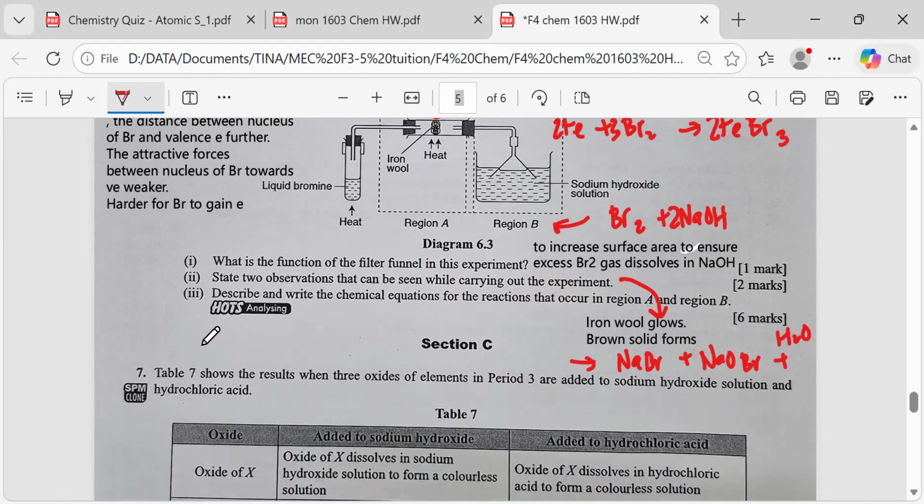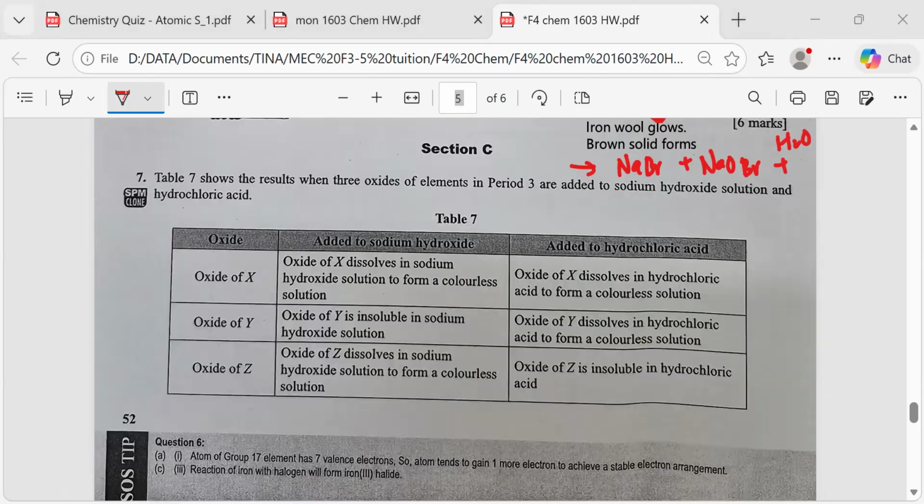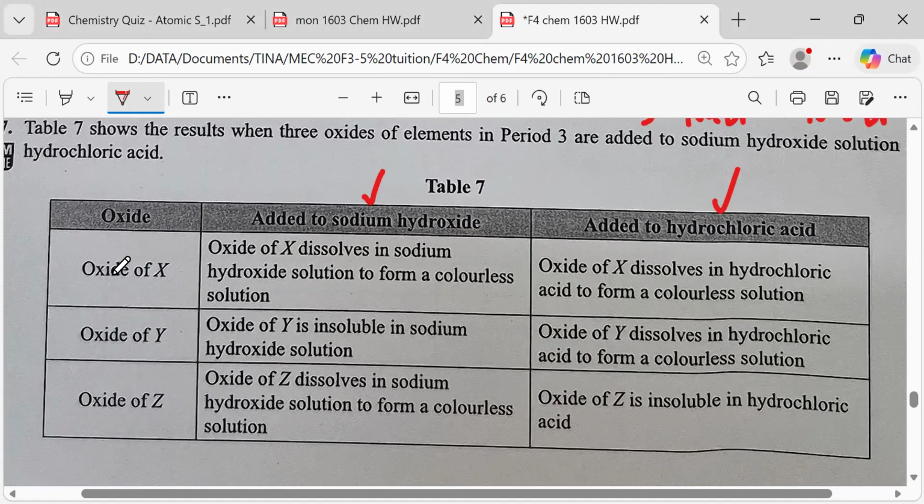Okay, can you all try and do question 7? Oxide of X dissolves in sodium hydroxide to form a colorless solution. Oxide of X dissolves in hydrochloric acid to form a colorless solution. That means oxide of X, does it react with alkali? Does it react with acid? Yes. So is it an amphoteric, acid or base? Amphoteric. So this one is amphoteric.